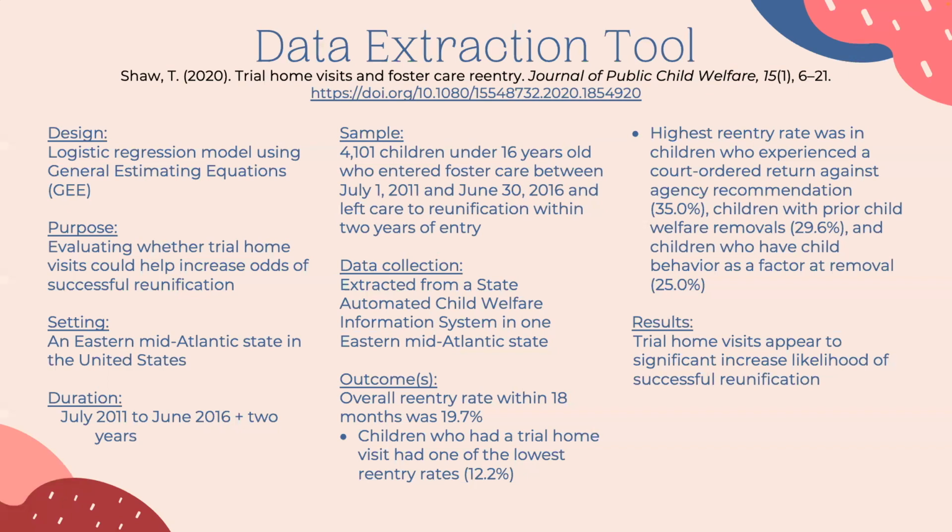Once I narrowed the studies down to 9, I used my data extraction tool to extrapolate the information from all 9 studies. I created this data extraction tool to include the following information: the study design, the purpose of the study, the setting, the study duration, the sample, the method of data collection, the study outcomes, and the study results. On this slide is an example of the data extraction tool with one of the 9 studies that I included.